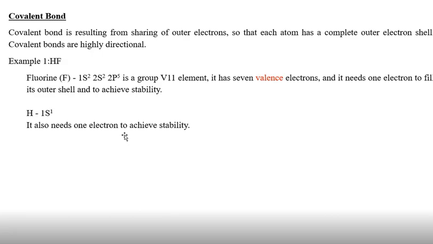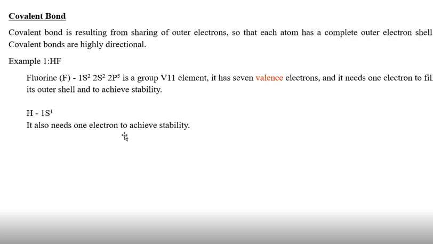And another primary bond is called covalent bond. Covalent bond results from sharing of outer electrons. Now they share. There is no element to remove an electron. There is no one element to take it. They try to share both electrons. That is called covalent, so that each atom has a complete outer electron shell.